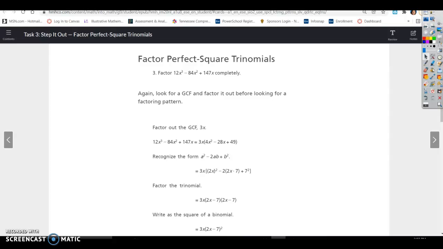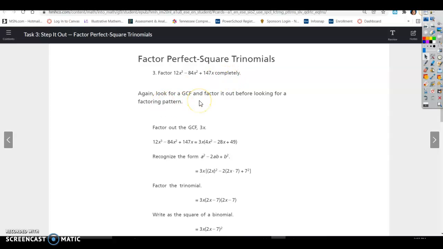Lesson 17.4, Task 3. Factor perfect square trinomials. Example 3, factor 12x cubed minus 84x squared plus 147x completely.